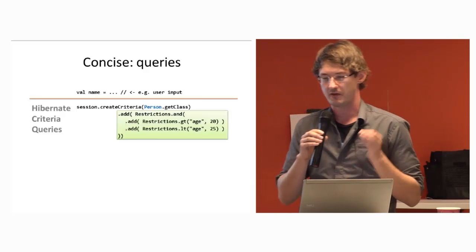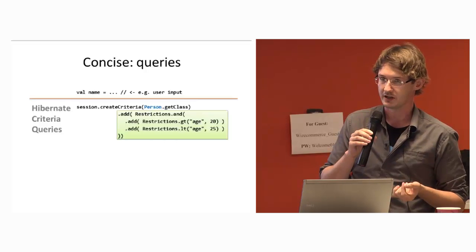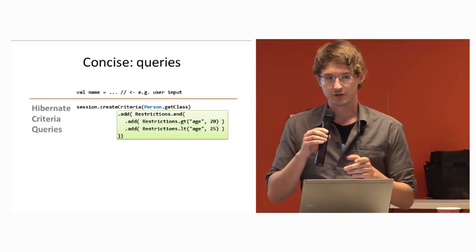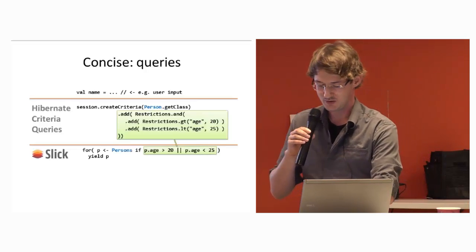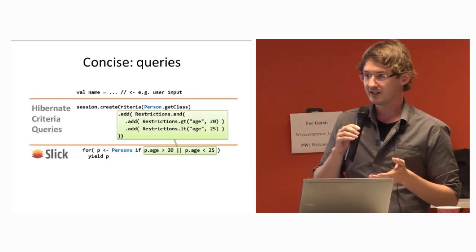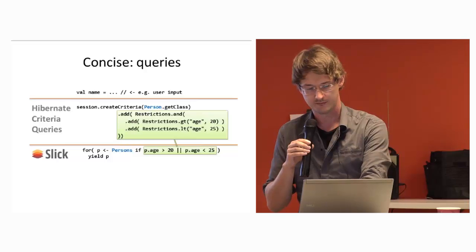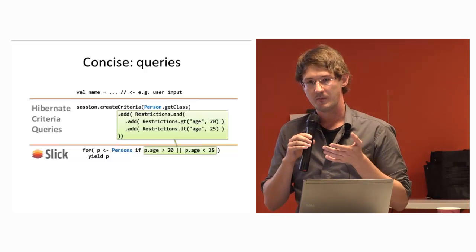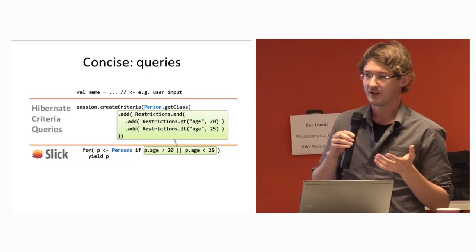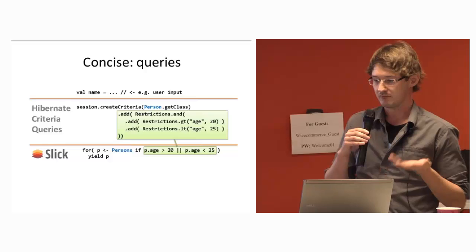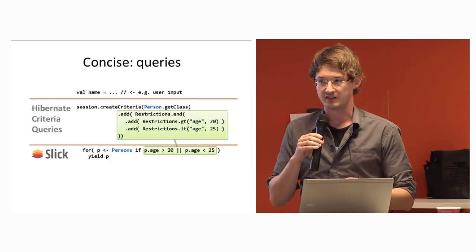Slick is concise in one regard regarding queries. This is an example of a Hibernate criteria query. And well, you're looking at it for a couple of seconds now, and you're still trying to figure out what it does. When you look at the exact same query in Slick, you just see it right away. And we all know that when code is more concise, it's not only more fun to read and also more fun to write and easier to read, it also probably contains fewer bugs.